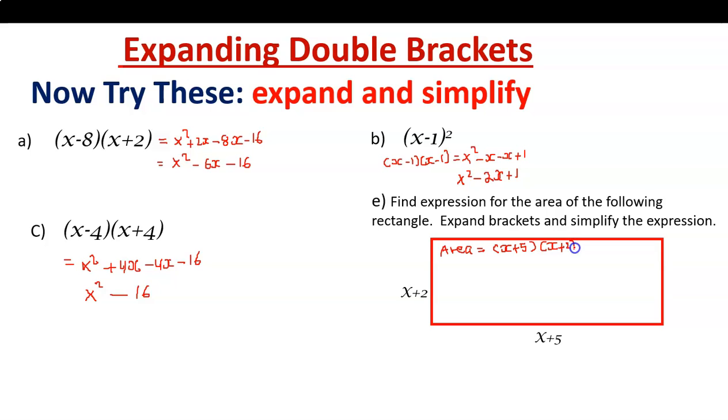Okay, you see we got a perfect double bracket. Let us expand it. x times x, x squared. x times 2 is 2x. I finish with x. 5 times x, 5x. 5 times 2 is 10. So this is what we got. Collect like terms. 2x plus 5x, that's 7x, plus 10. And that's the end.